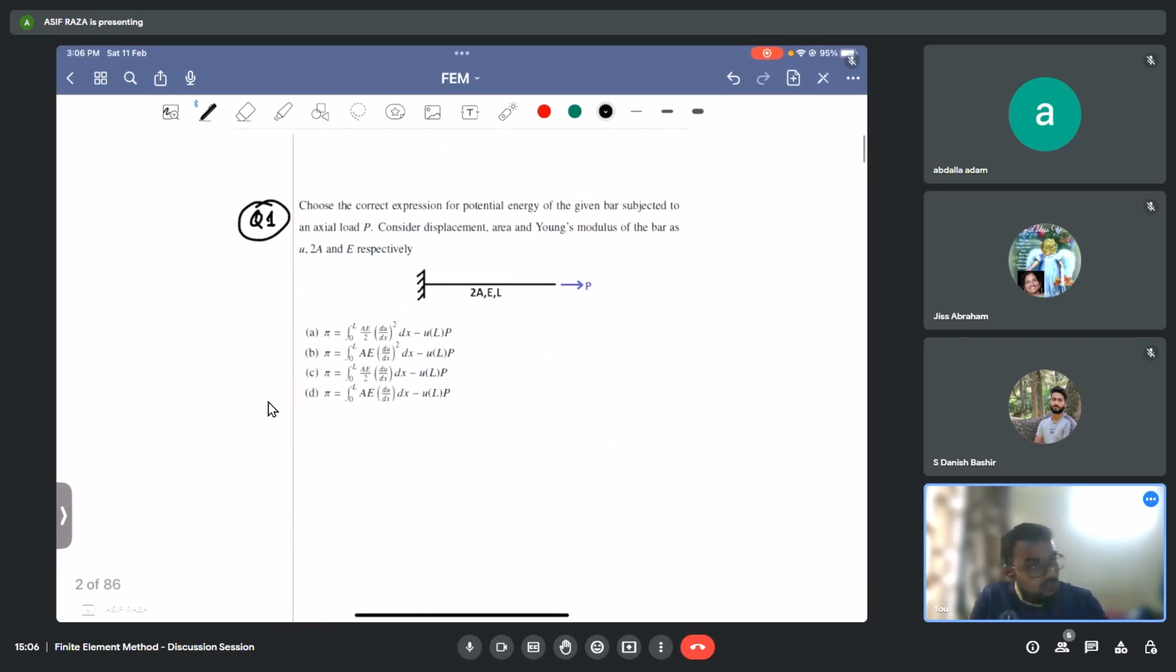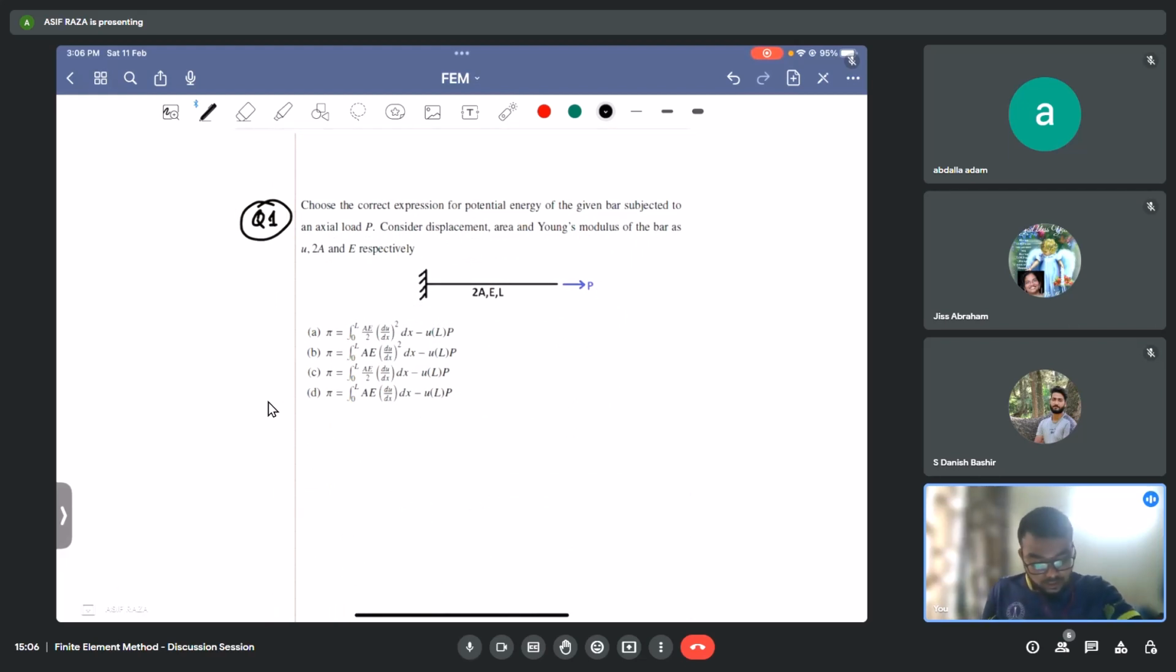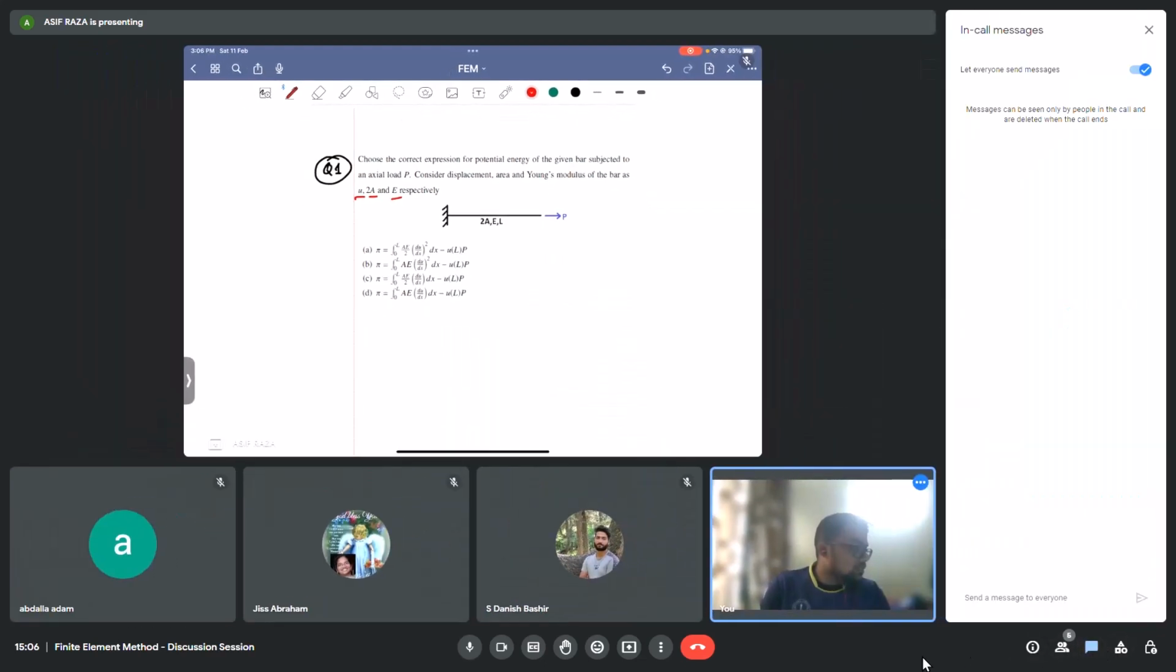Okay, so the first question is: choose the correct expression for the potential energy of the given bar subjected to an axial load. Consider the displacement, area, and Young's modulus of the bar as U, 2A, E respectively. I'll just try to ask questions to all. So what do you think? What will be the answers?